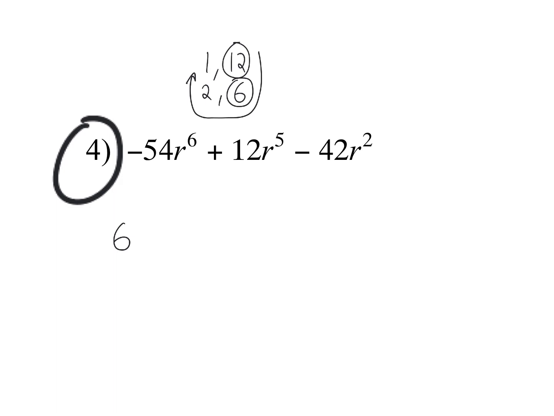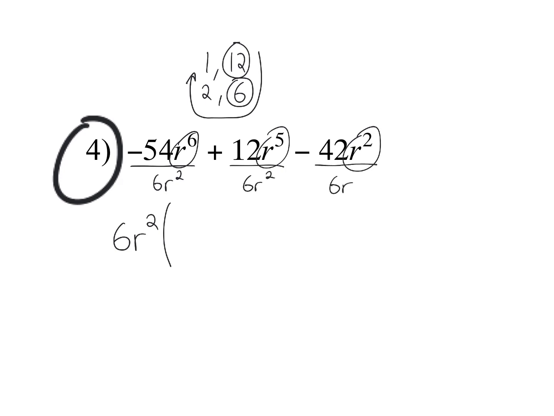Now, what's the smallest exponent we have here? I see we have r to the 6th, r to the 5th, and r squared. What's the smallest exponent here? It is r squared. So we're going to pull out r squared. And now we put our parentheses, and we're going to divide everything by the GCF, which is 6r squared.